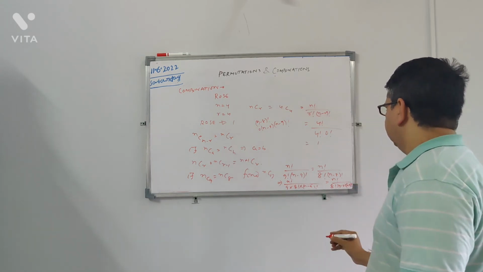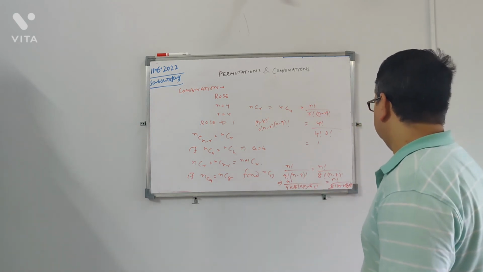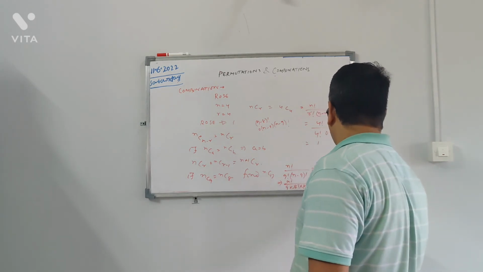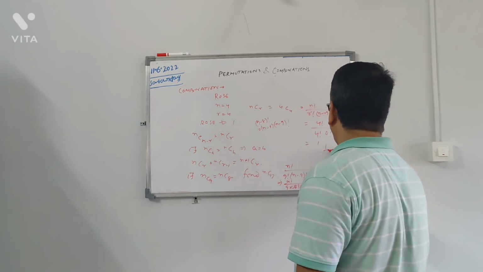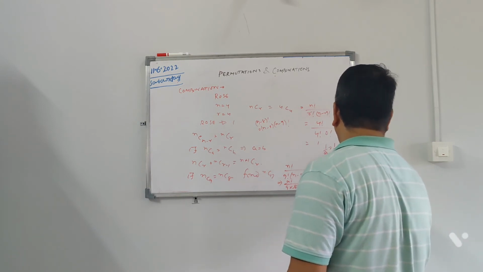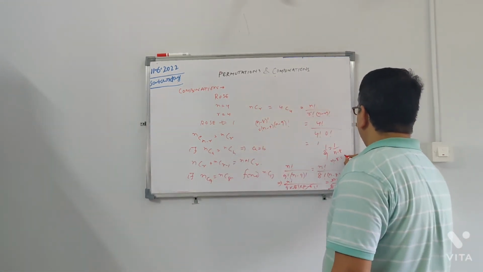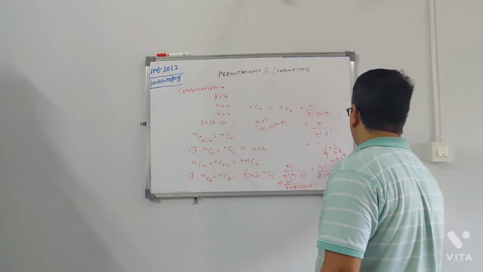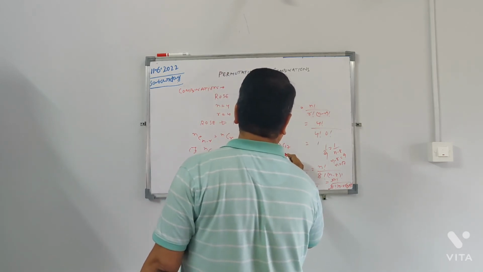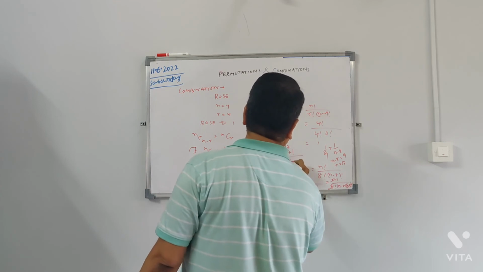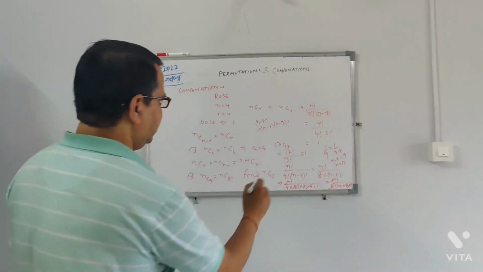So 8 factorial cancels, (n minus 9) factorial cancels, and the n factorial in the numerator also cancels. So this becomes 1 by 9 equals 1 by (n minus 8). So n minus 8 is equal to 9, n is equal to 17. So what they have asked is 17C17, which is 17 factorial divided by 17 factorial, equal to 1. So the catch is nCn is equal to 1.